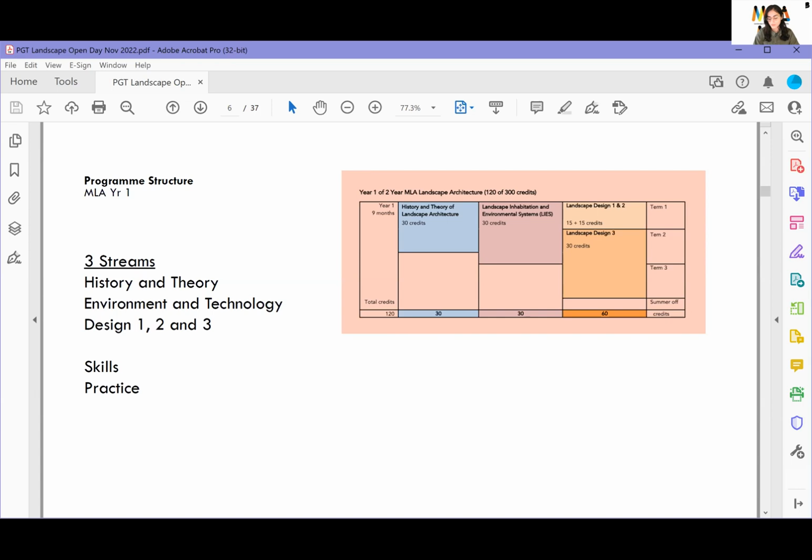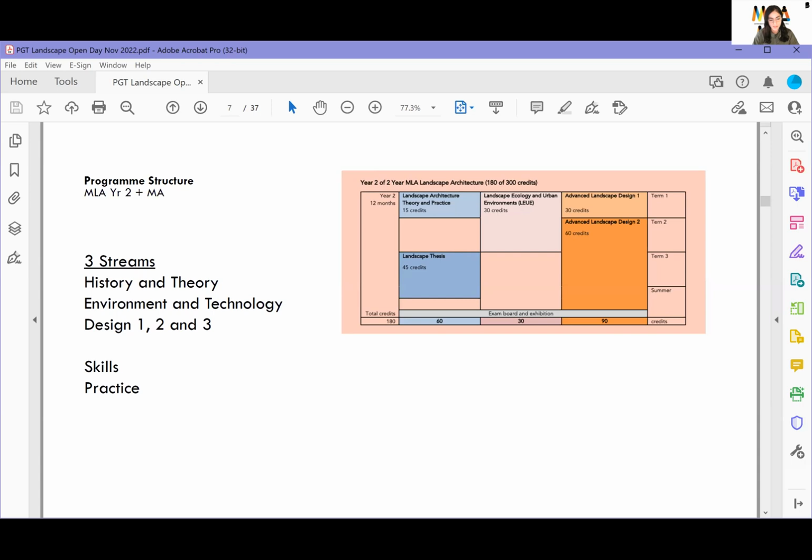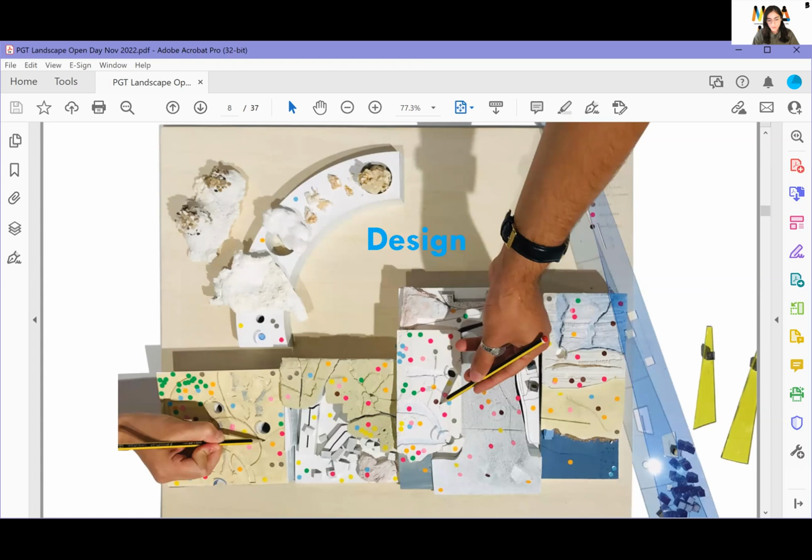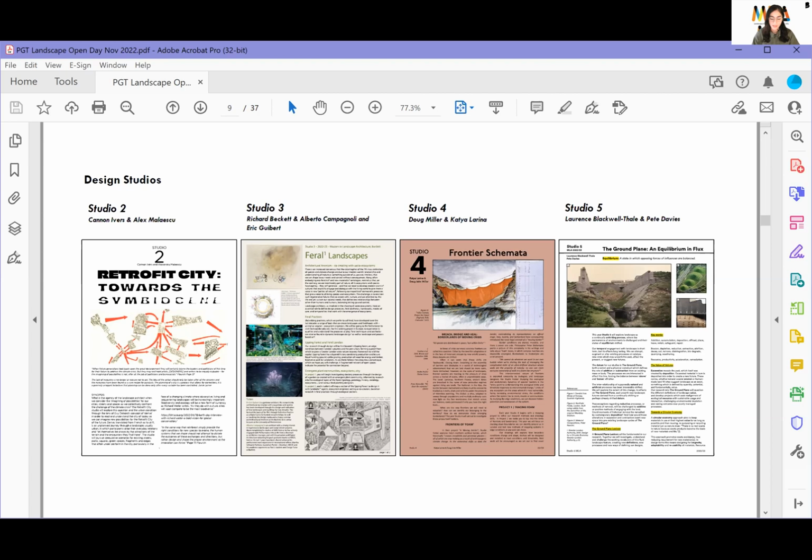Then in the second year of MLA, again, you'll be covering these three different aspects. You'll have a more ambitious design project, which goes on a bit longer, alongside a landscape thesis. So you can see how these modules overlap at the beginning and then start and stop at different times as well. So to start with design, this really makes up the bulk of your time here on the program and the assessed modules.